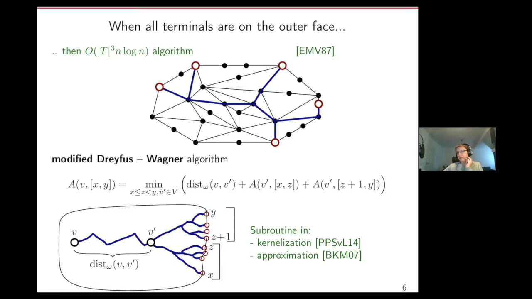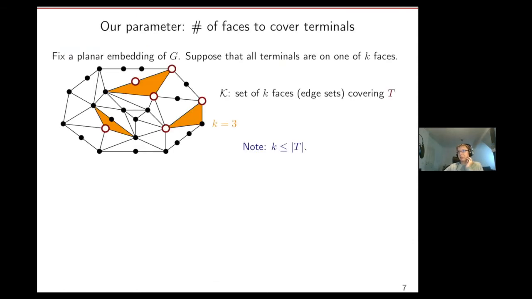And it also motivates looking at our parameter. Our parameter is going to be the number of faces that you need in order to cover all the terminals. So our setting is going to be the following. I have a planar graph G that has a fixed planar embedding. And I'm also given k faces, which cover the terminals, meaning that all of these terminals are vertices of these k faces. I will denote by this calligraphic K the set of terminal faces.